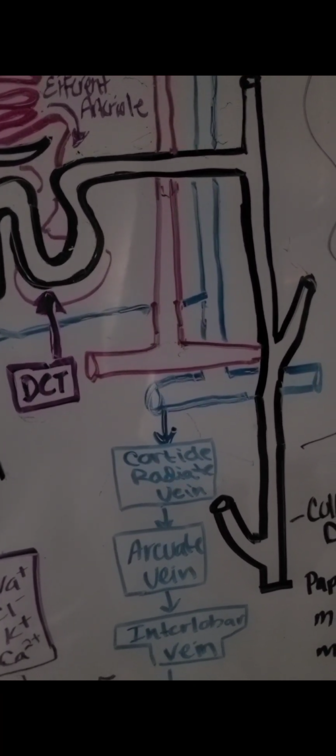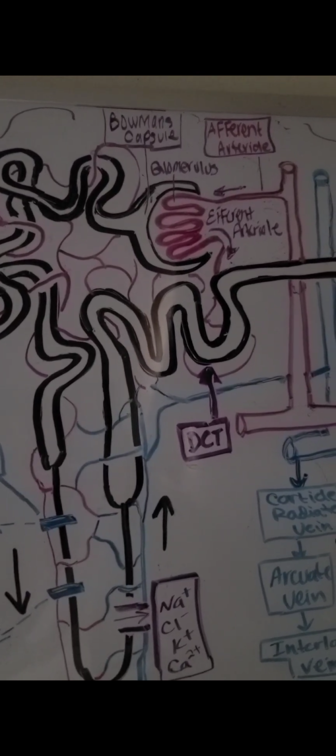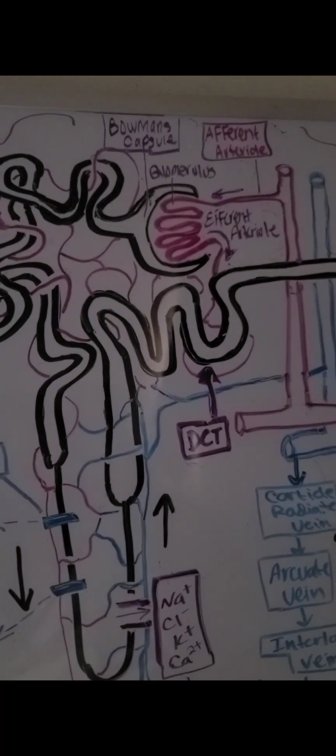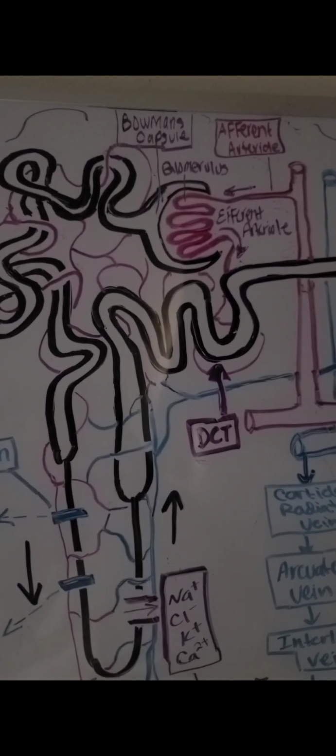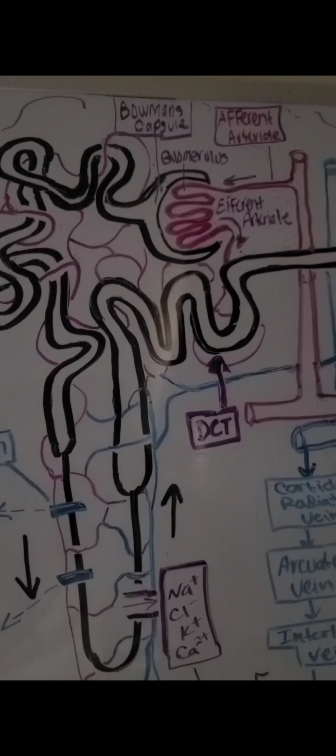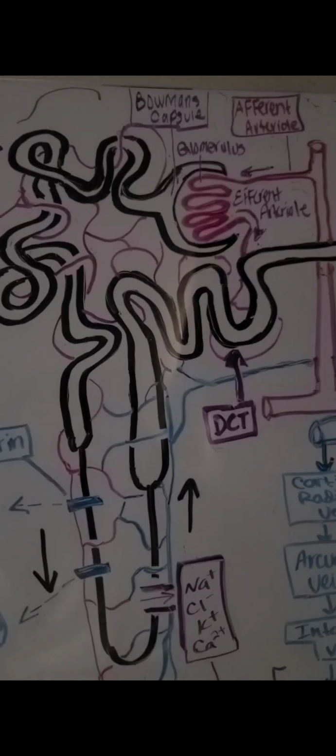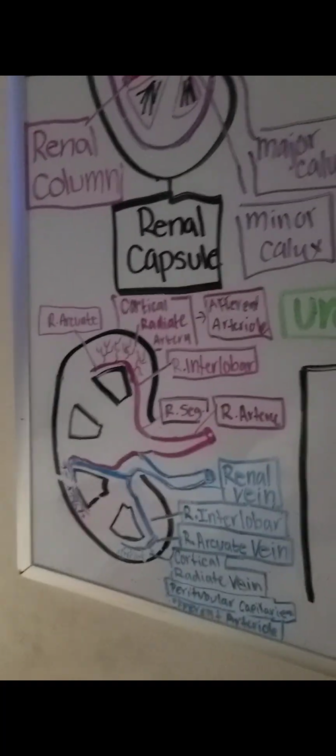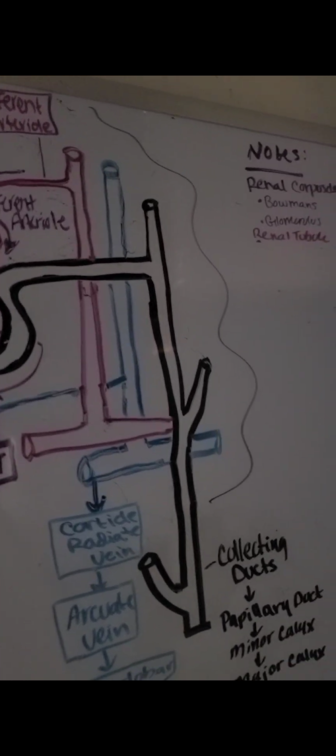Oh, and then I also forgot to mention that humans produce 150 to 180 liters of filtrate per day. However, we only excrete 1 to 2 liters per day. So that's a lot of filtration happening in our body. And yeah, it's pretty awesome. Anyway, that's it for the urinary system.